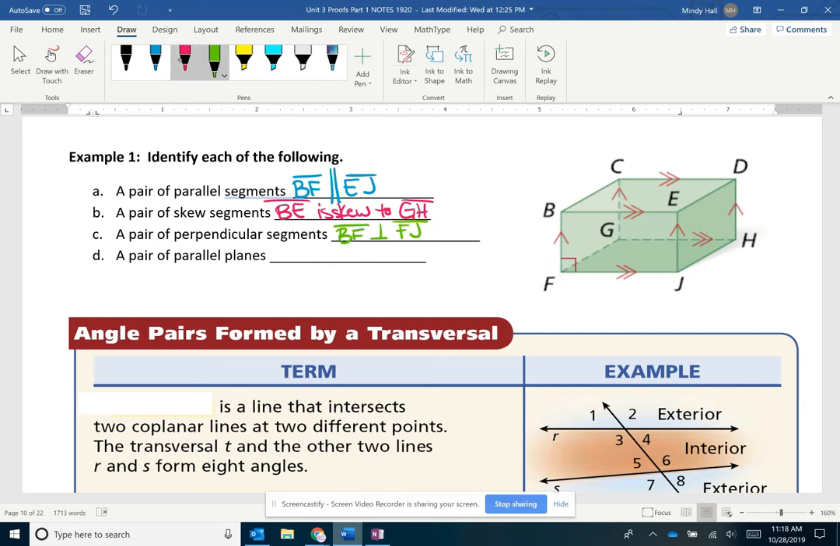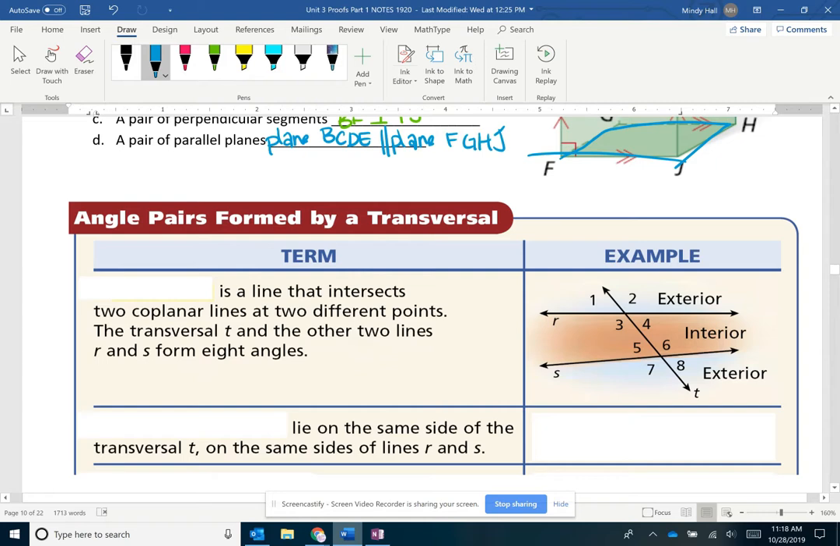So then a pair of parallel planes, you're looking for two planes that would never touch. We'll just take this top one, B, C, D, E. So plane BCDE is parallel to plane FGHJ, because those planes will never touch each other.